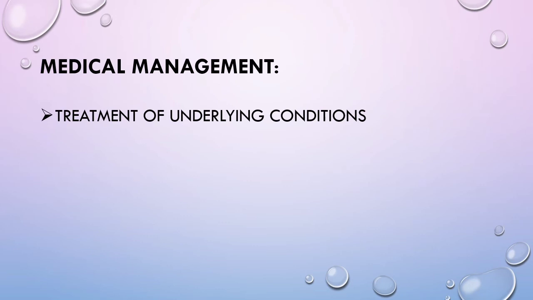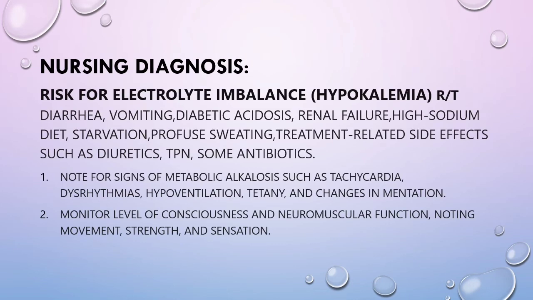For the nursing diagnosis, risk for electrolyte imbalance or hypokalemia related to diarrhea, vomiting, diabetic acidosis, renal failure, high sodium diet, starvation, profuse sweating, treatment-related side effects such as diuretics, TPN, and some antibiotics. The nursing management includes note for signs of metabolic alkalosis such as tachycardia, dysrhythmia, hypoventilation, tetany, and changes in mentation.